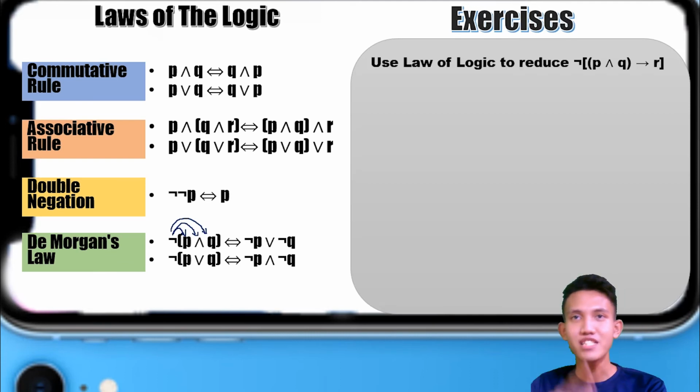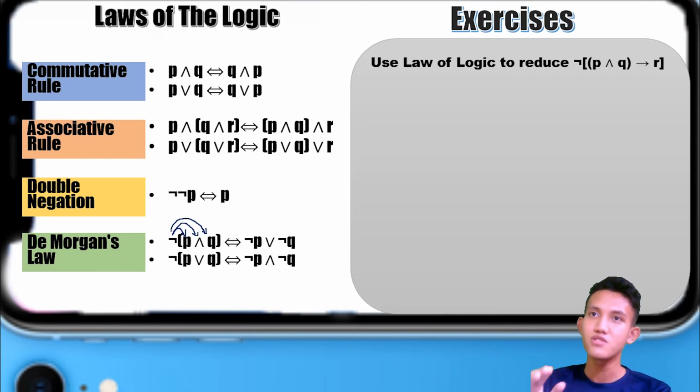Okay, first of all, the question is: use the laws of logic to reduce negate column P and Q column implies R.